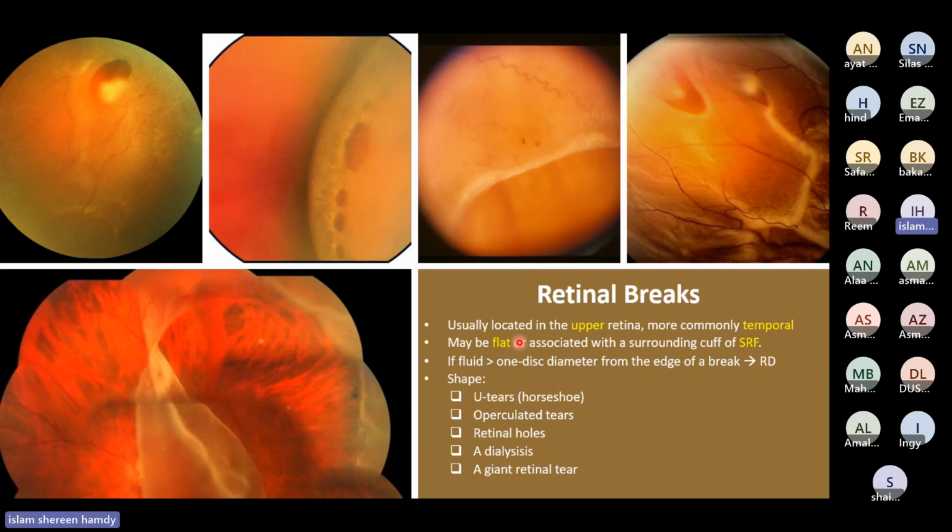So again, the retinal breaks are more common to occur in the upper retina, usually the temporal retina. They may be flat, so a patient may come to you with flashes and floaters, and you find a flat retinal tear without detachment, or it may be surrounded with subretinal fluid, or what we call the retinal detachment, like this one. The shape can be U-shaped retinal tears, the horseshoe. They can be operculated, like that one. They can be a dialysis, like that one. They can be a giant retinal tear, like that one.